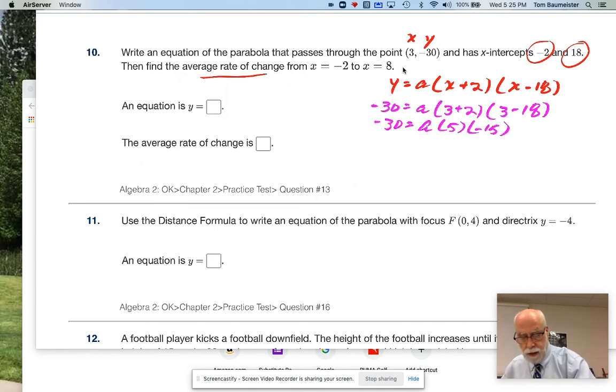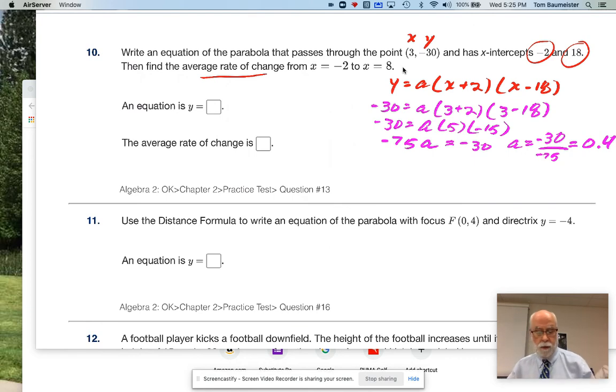5 times -15 is -75, so I'll say -75a is equal to -30. A is equal to -30 over -75, which will come out to 0.4. All right, so your equation on this one here is 0.4 x plus 2 x minus 18. All right, so that is our equation. Notice I didn't put the y equals there because they already told us that.